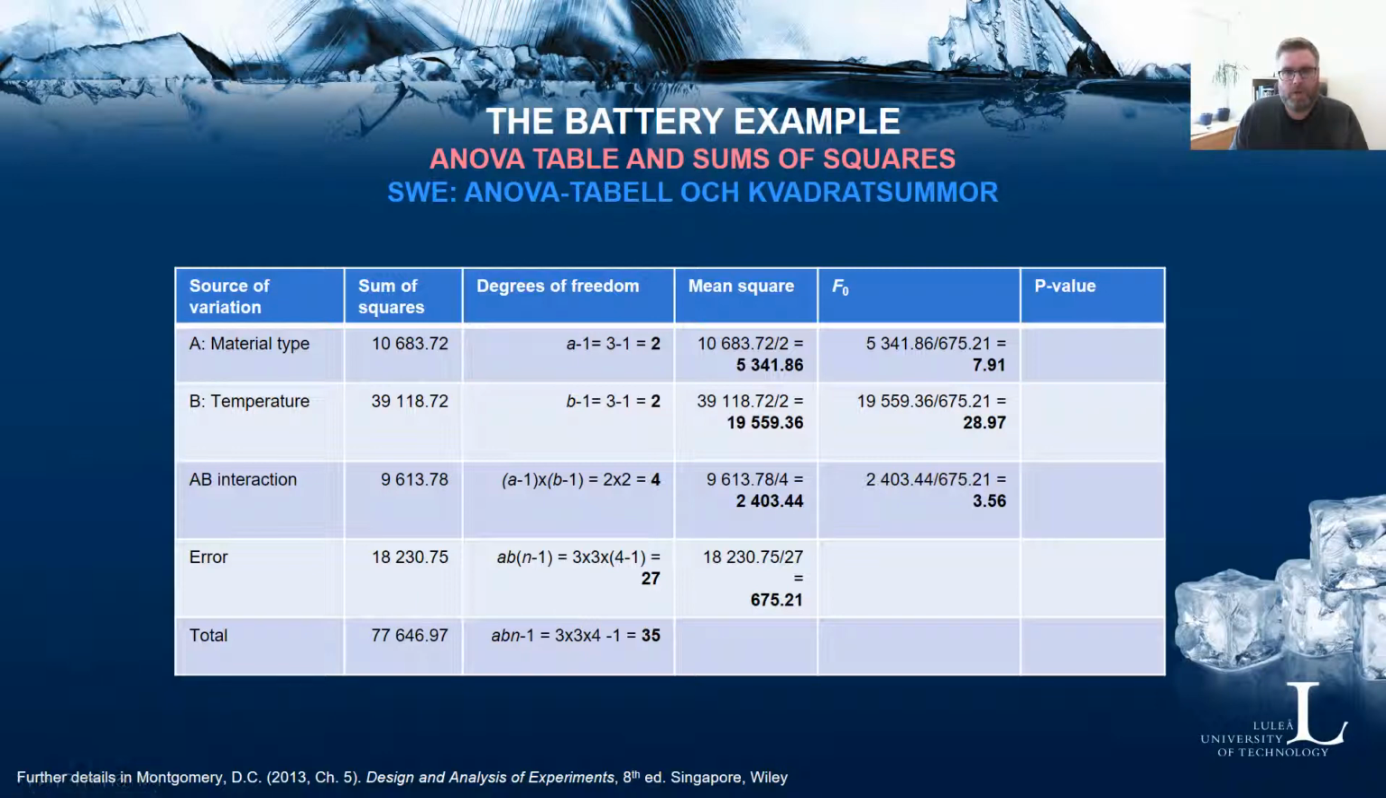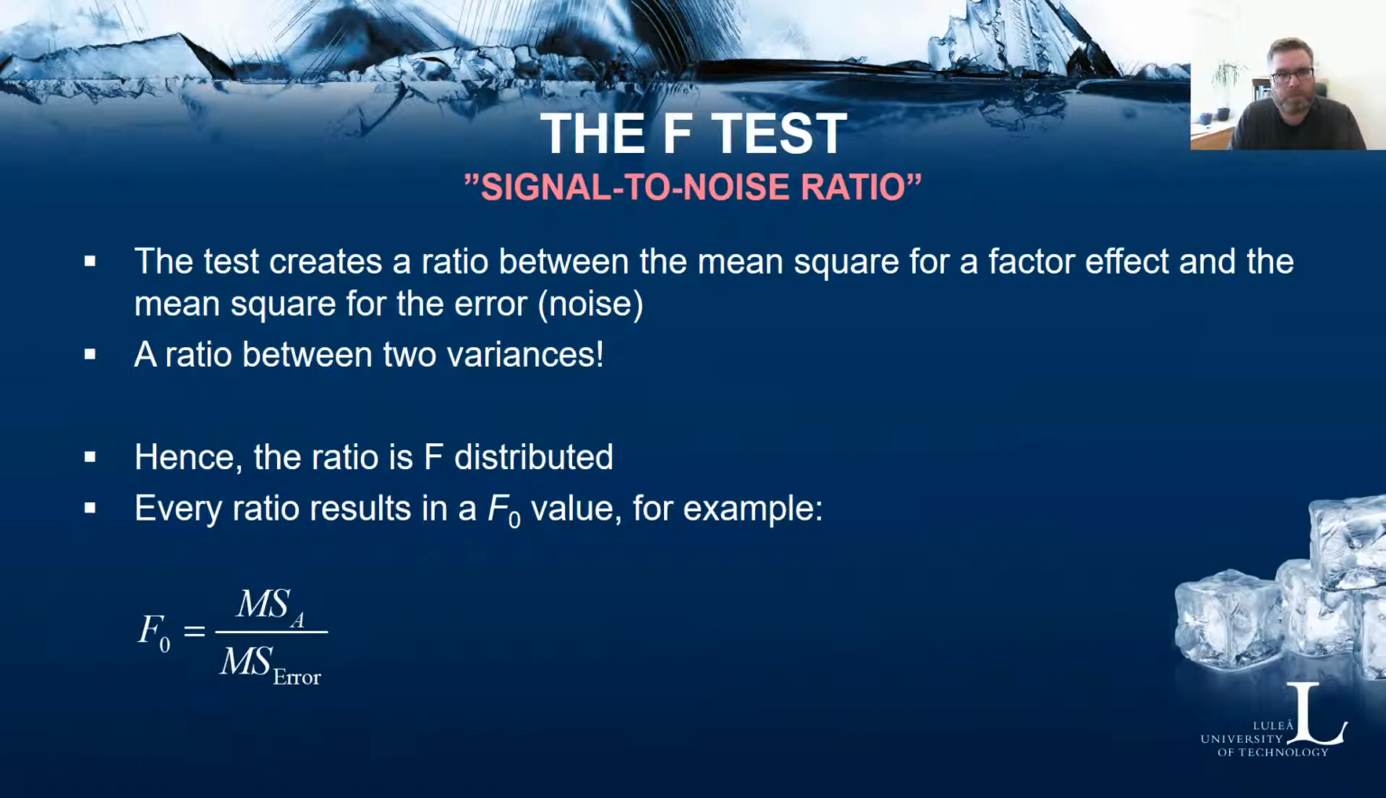Okay, so a little bit more about the F-test, which is the next step. The F-test, you can consider it as a signal-to-noise ratio test. The test creates a ratio between the mean square for a factor effect and the mean square for the error or noise. And this is a ratio between two variances, and this is why the ratio is F distributed. It can be shown that that's the case.